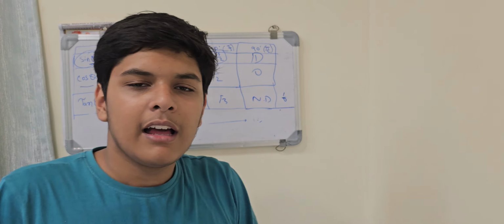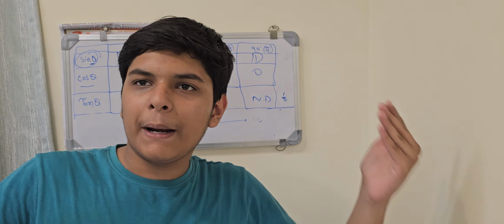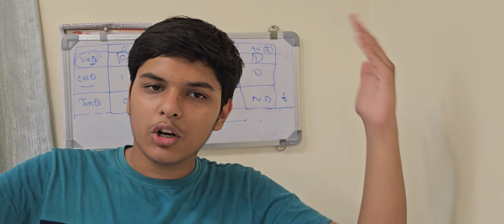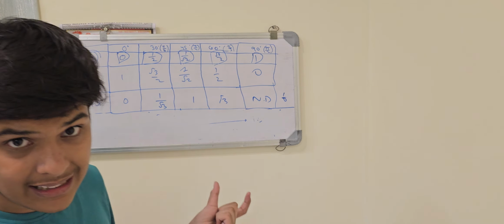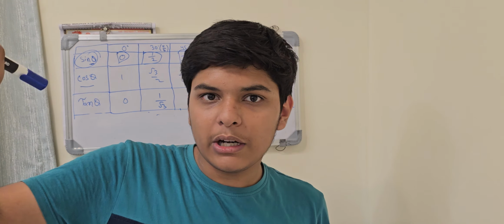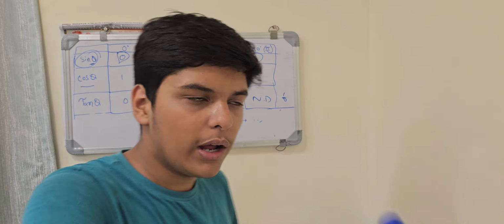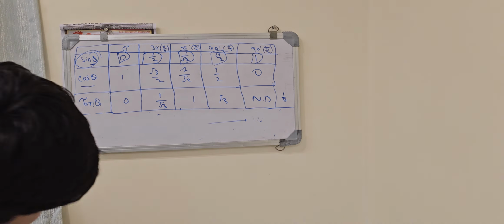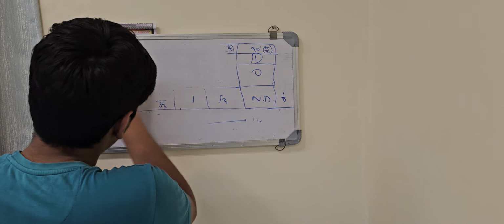Just remember: 0, 1 by root 3, 1, root 3, not defined, like this. That is for tan theta. Sin theta, it will automatically be remembered: 0, 1 by 2, 1 by root 2, root 3 by 2, 1. Very good. Like that you can remember them very easily. When you repeat it, it will automatically be remembered.